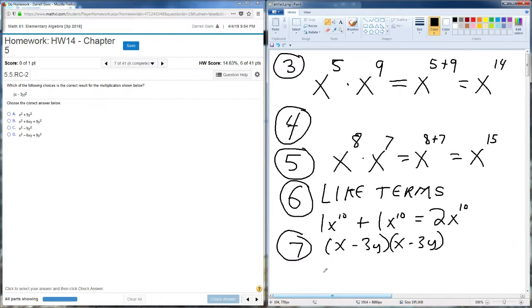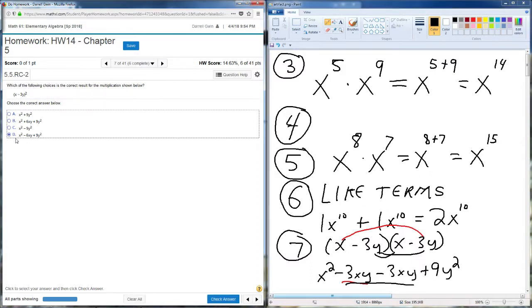And if you FOIL this, it's going to be x squared, the front 2, minus 3xy, which is going to be x times 3xy. And the next one is the inner, FOI, is minus 3xy. And the last is negative 3 times negative 3, which makes it a positive 9. And y times y is y squared. The only thing we have to do is combine like terms. Negative 3xy minus 3xy is going to be a negative 6. And there's the negative 6, the only difference.